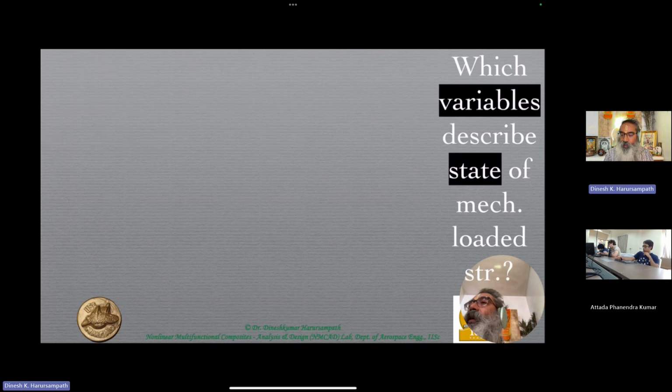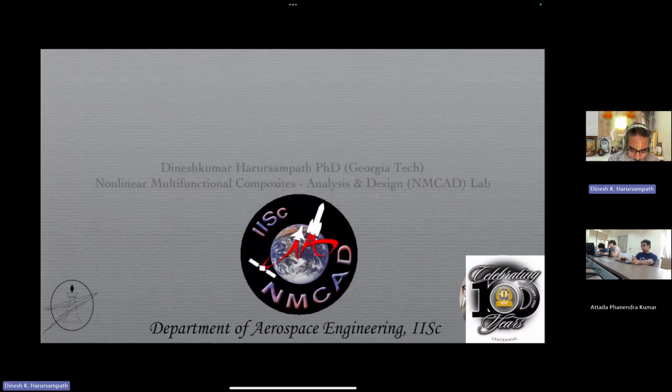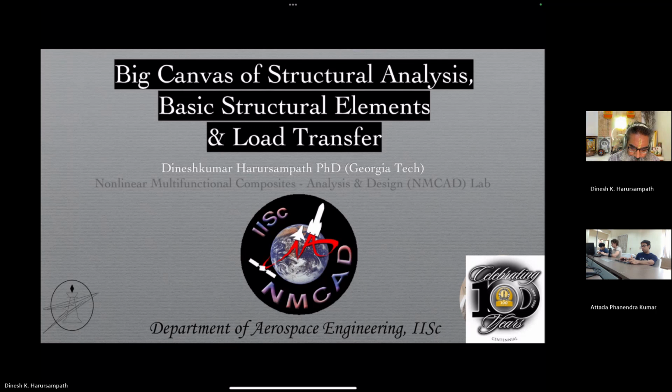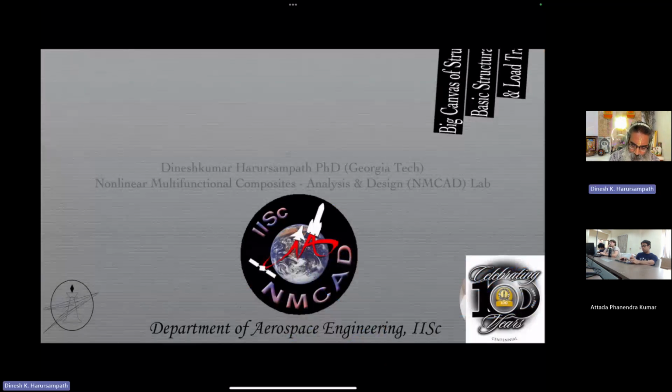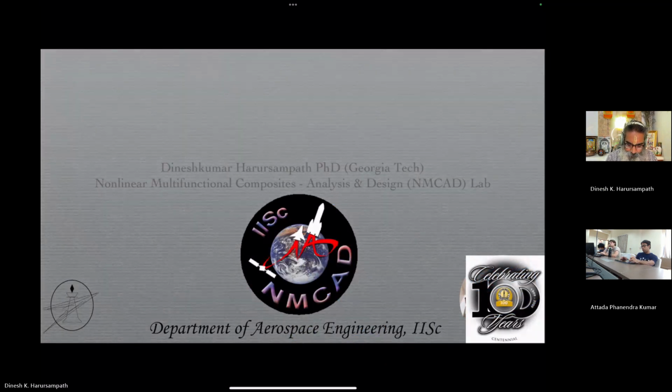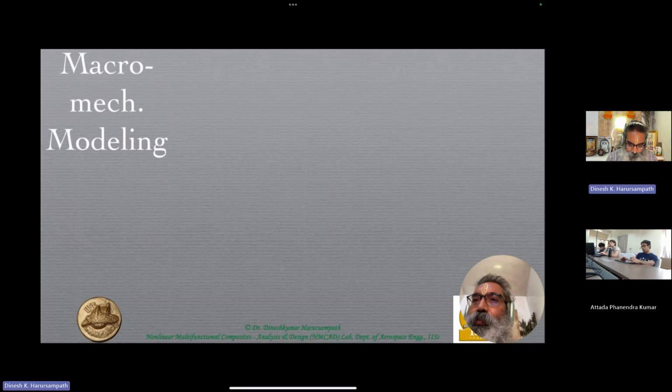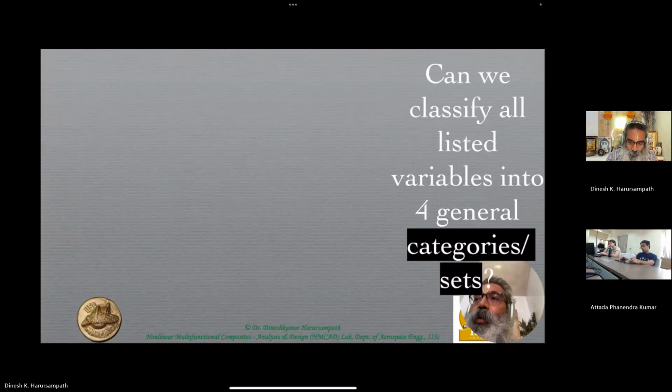Yeah, so we started off. This is what is directly going to be your take-home final as well, where we talked about different variables which describe the state of the mechanical loading. Then we said that we could do some bucketing into four categories or sets, which we called loads, stresses, strains, and the deformations.